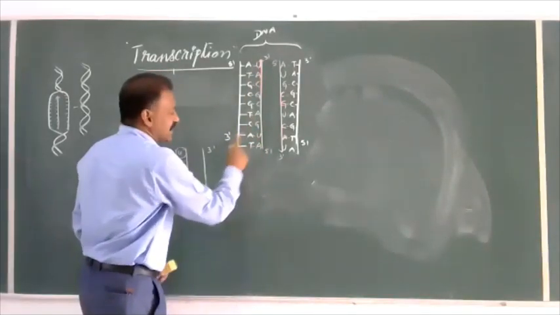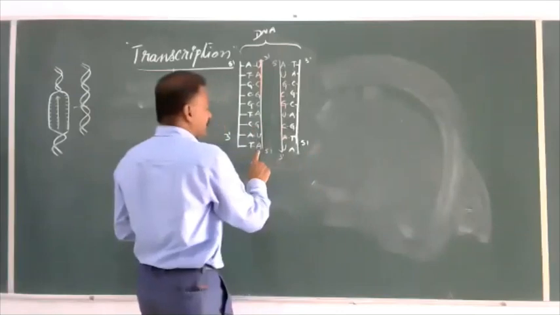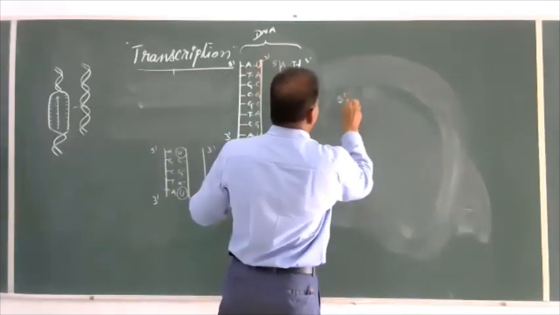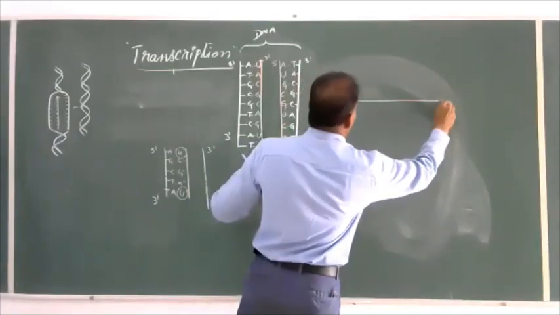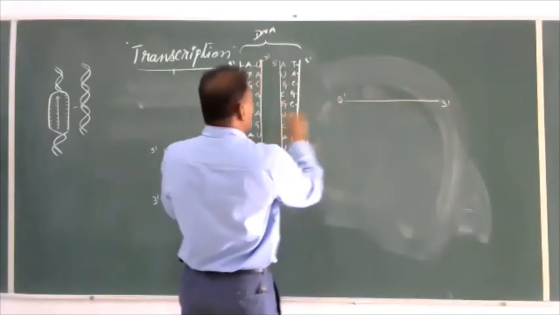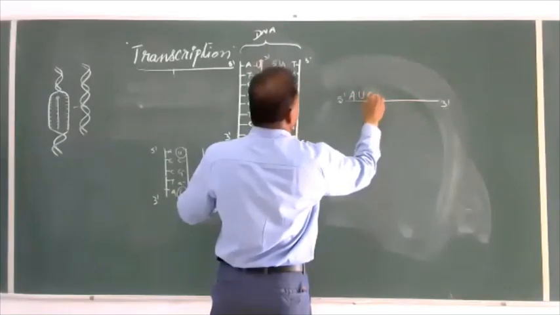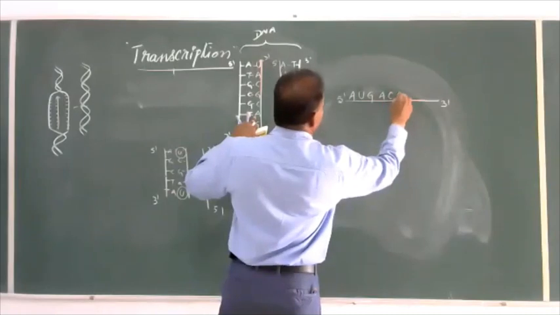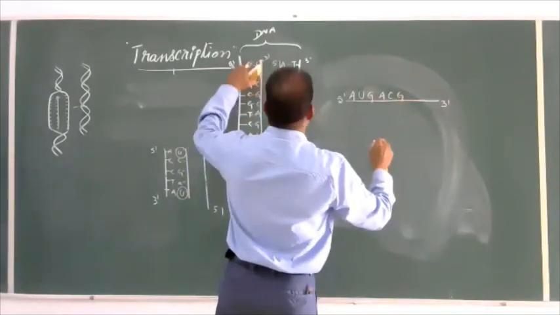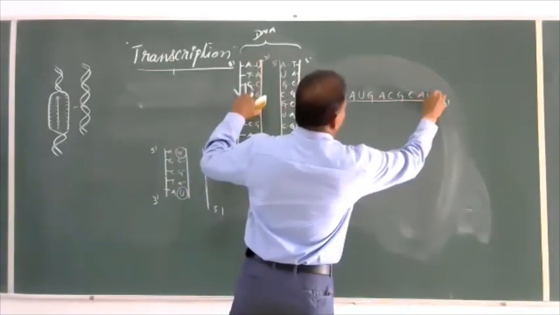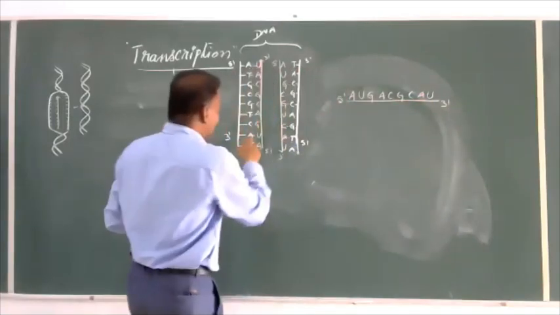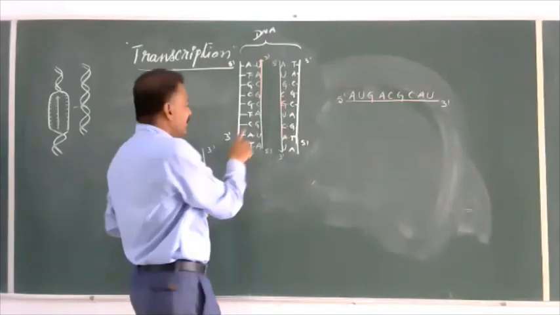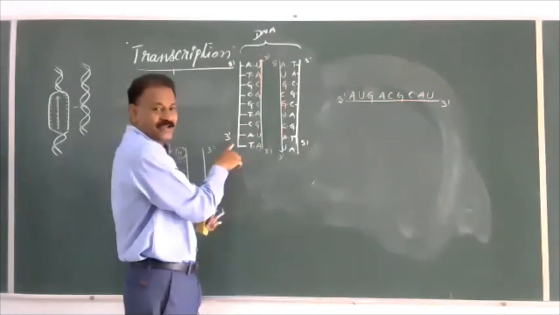After the formation, RNA has to come into the cytoplasm. This first one, 5 prime to 3 prime, AUG, ACG, CAU. So this is one RNA strand synthesized from one DNA template.